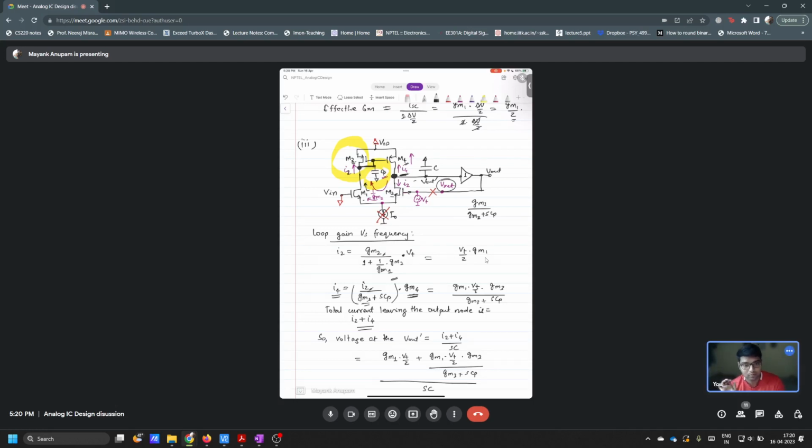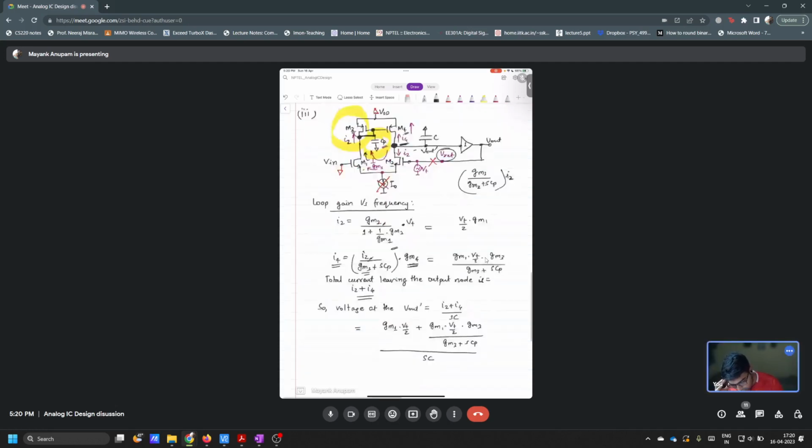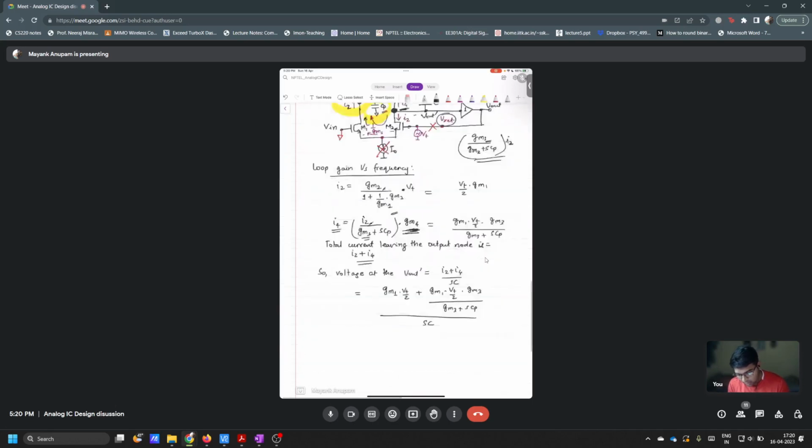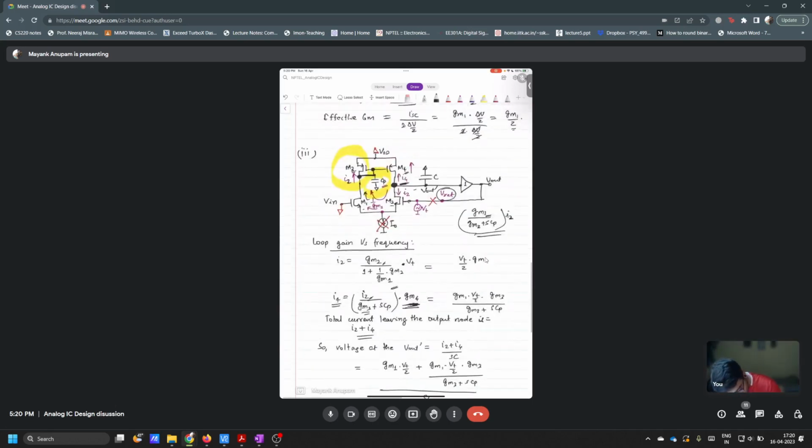Yes, this is the current that will come out. I4 will be GM3 divided by GM3 plus SCP into I2. So this is what I have written here, right? GM4 and GM3 are exactly same, correct? Fine. Anyway, this is V out prime we have already found out.